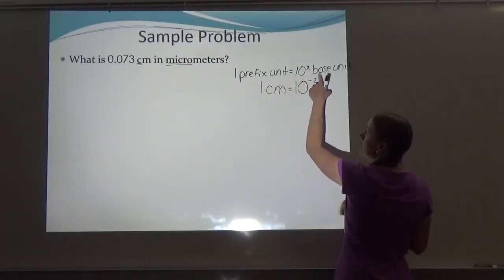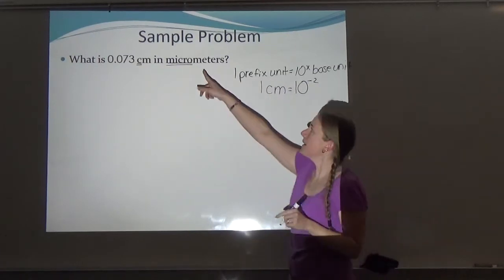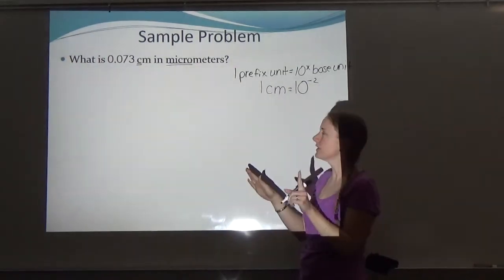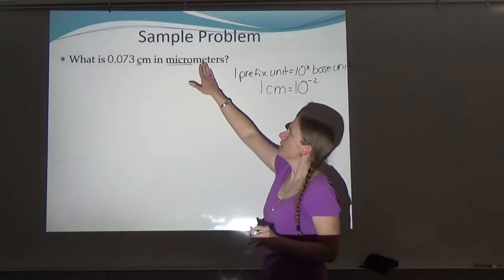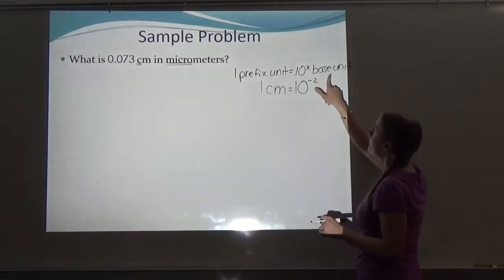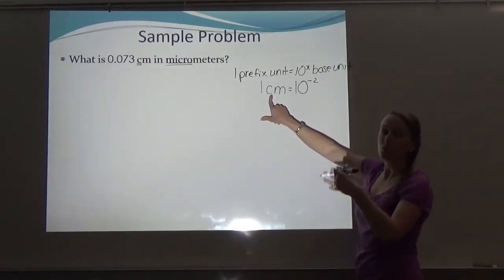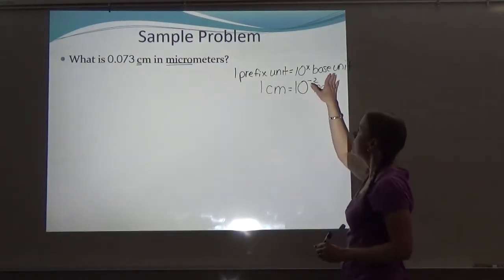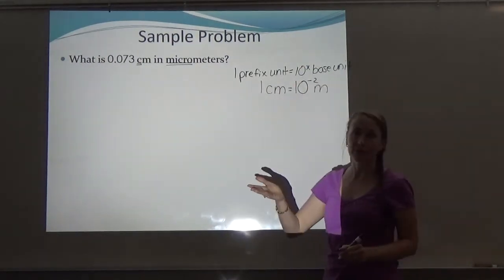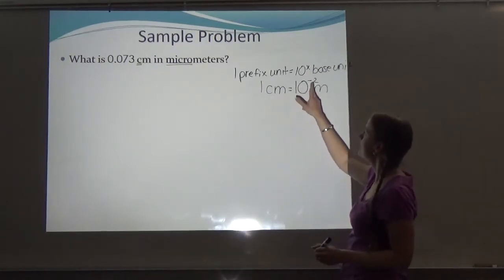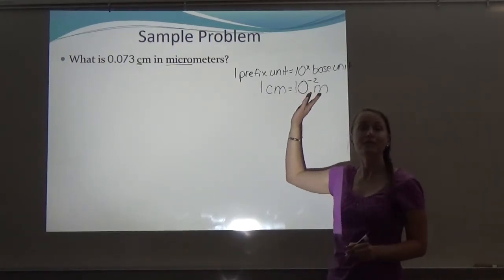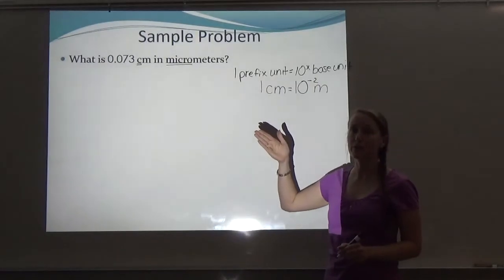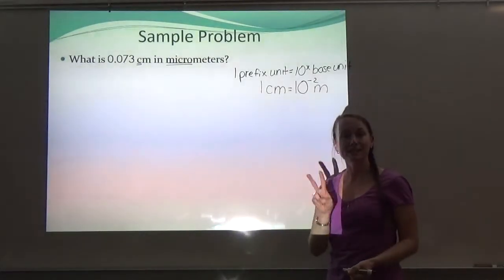And then the base unit for centimeters is not micrometers. See, that's why I say just totally forget about that, because for some reason, everybody wants to go to micrometers. Your base unit is, remove the centi and you're left with meters. A base unit is just the unit without the prefix. So 1 centimeter is 10 to the -2 meters. Notice this conversion factor doesn't have micrometers in it at all. That's why we need a second one.